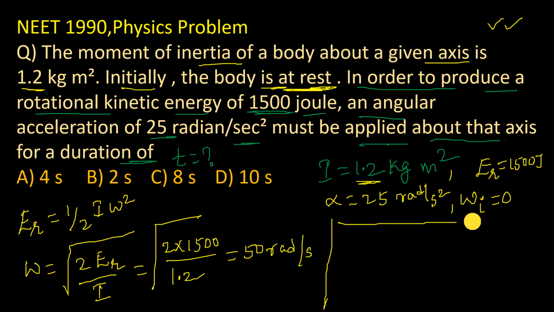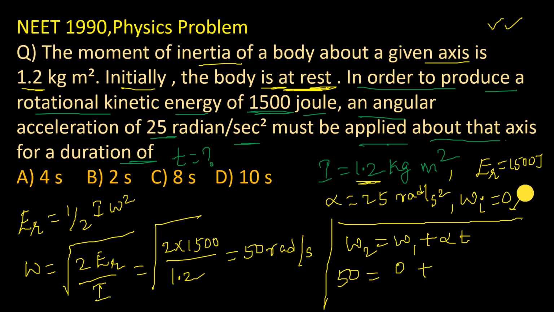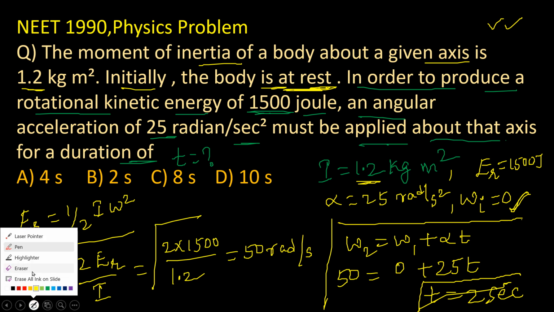Now we have to find out time. So omega 2 equals omega 1 plus alpha into t. So now 50 equals, anyway this will become 0, because initial angular speed is 0, and alpha equals 25 into t. So t equals 2 second. That is the answer. t equals 2 second.